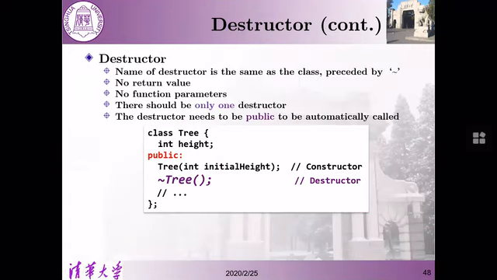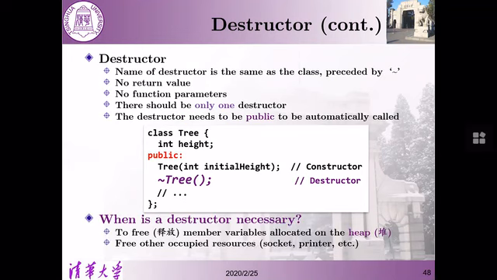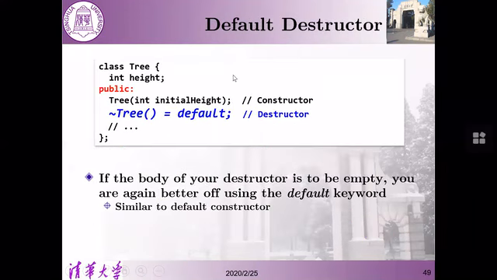So this is a destructor. I think it's very simple. I'll not go into detail. So when you free member variables allocated on heap, or other occupied resources, then you may need to define this. You need to define the function body of the destructor. Default destructor is very simple. It's similar to the default keyword used for constructor. If you do not want to do anything, you just use default. You do not need to define the function body.